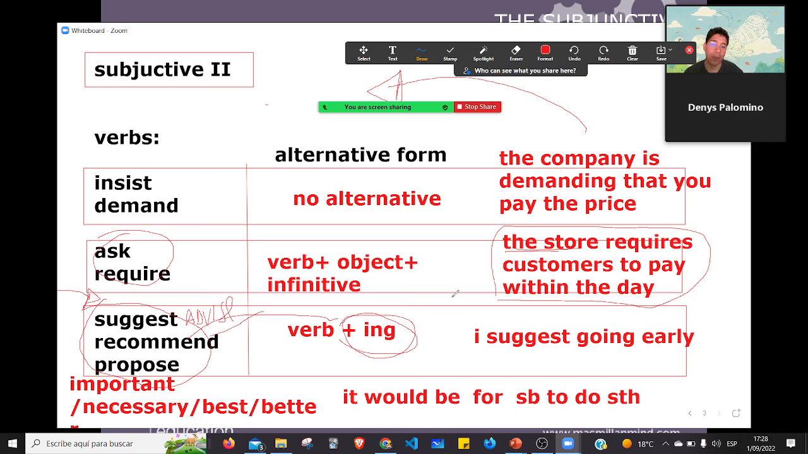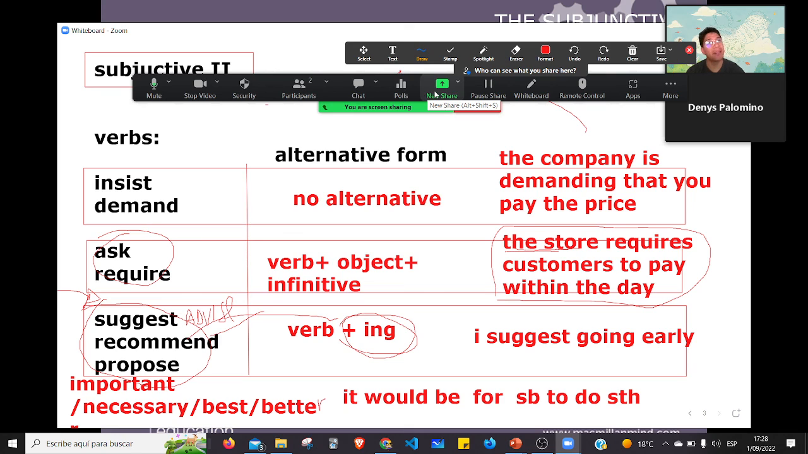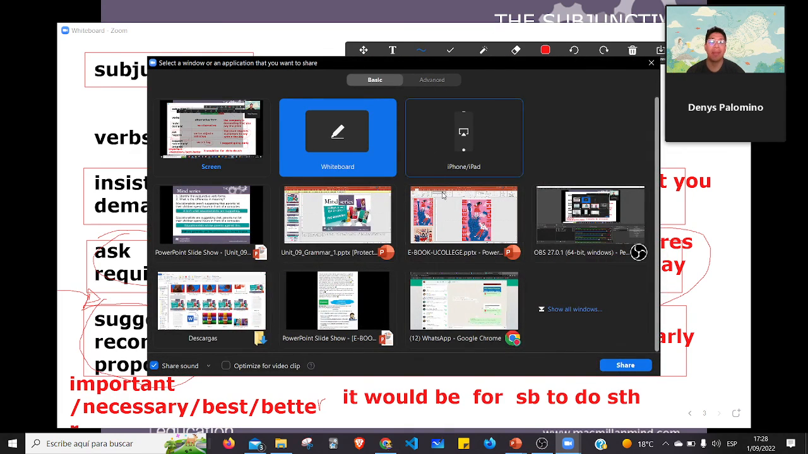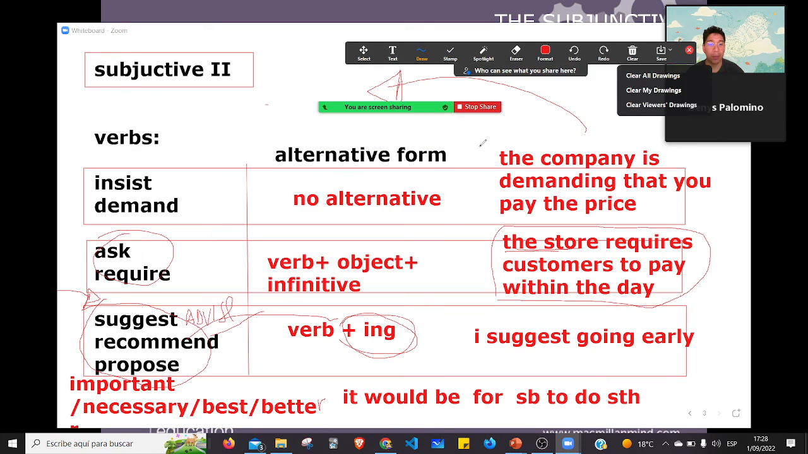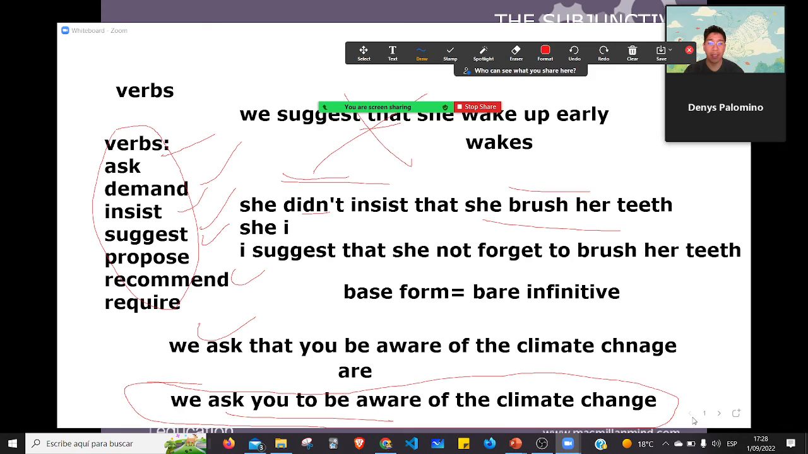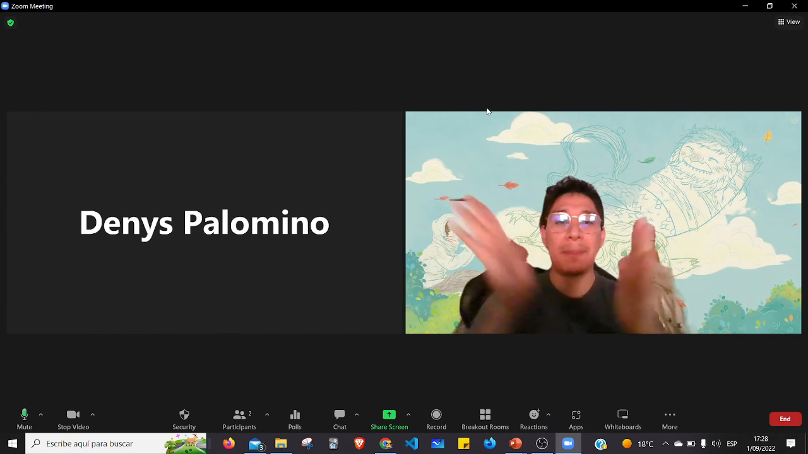Essential is the same. I have to use the base form with the verb. Yes, the base form, the infinitive. Eso es lo que había preparado el día de hoy. Ok, entonces, primero, before we continue, do you have any questions about this grammar? No, right? Okay, to sum up, please, the verbs.